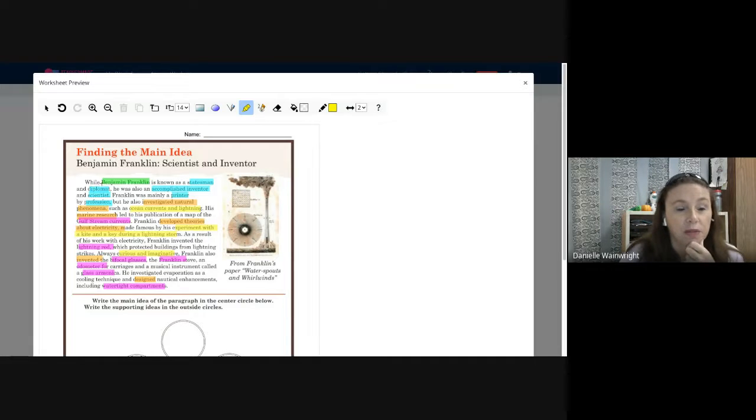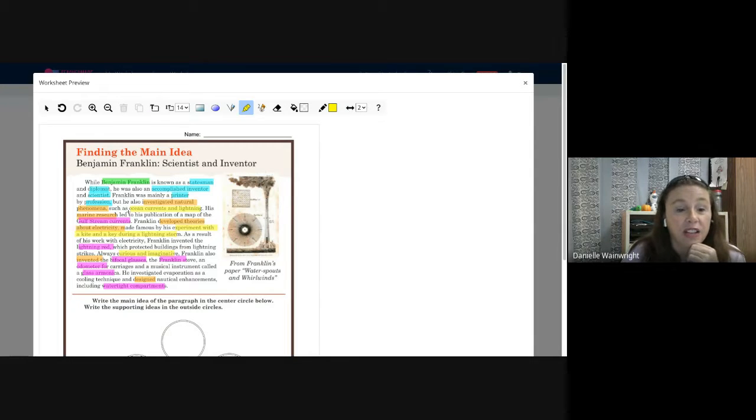So while Benjamin Franklin, that's our who, is known as a statesman and diplomat, he was also an accomplished inventor and scientist. Franklin was mainly a printer by profession. So, in light blue, those are the what. That's the part of the who. It's who he was, right? Those are the things he was. And then in orange are the things that he did, right?